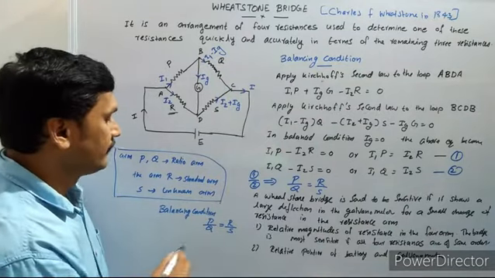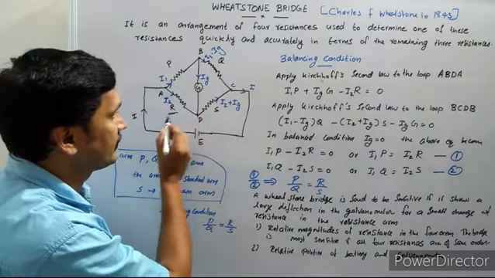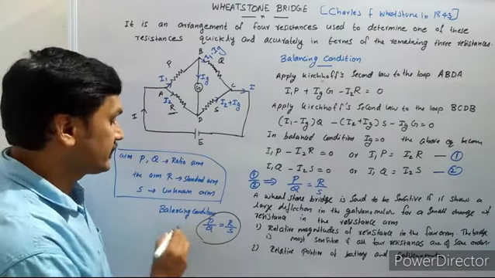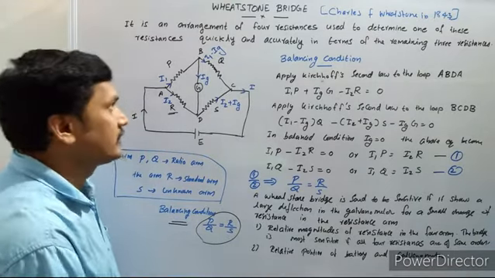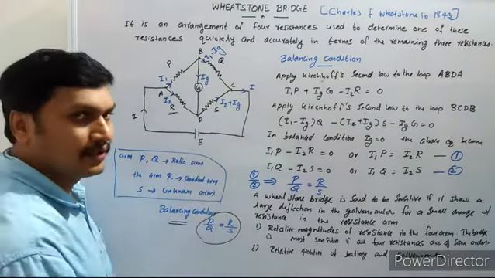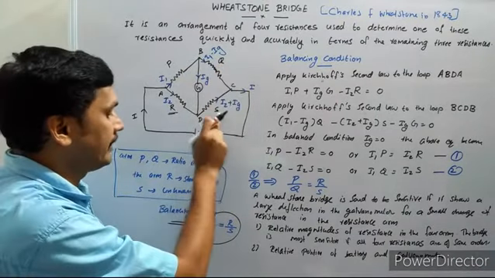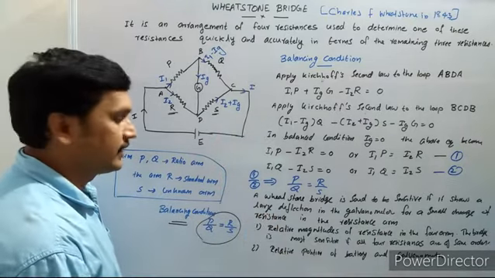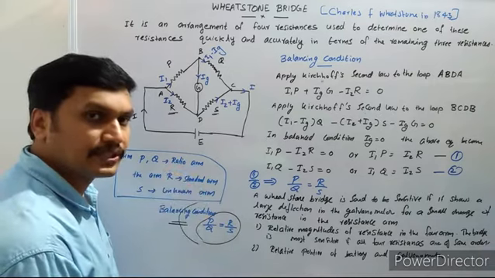At that time we have a relation between these resistors: P by Q is equal to R by S. This is known as the balancing condition of the Wheatstone bridge. That is, if no current is passing through the galvanometer, Ig is equal to 0, then P by Q is equal to R by S, and we can easily find the unknown resistance S.